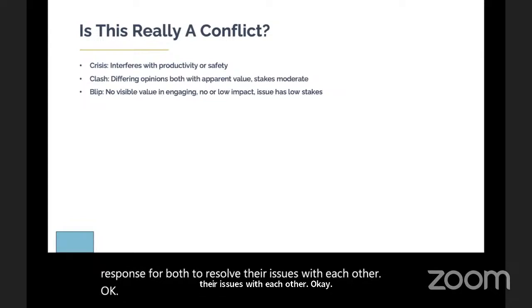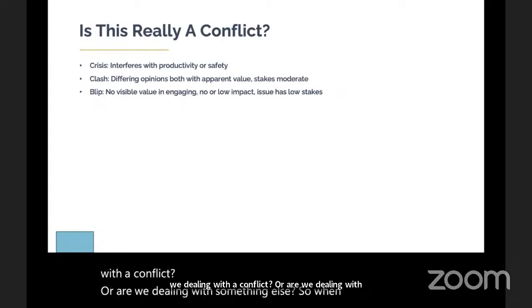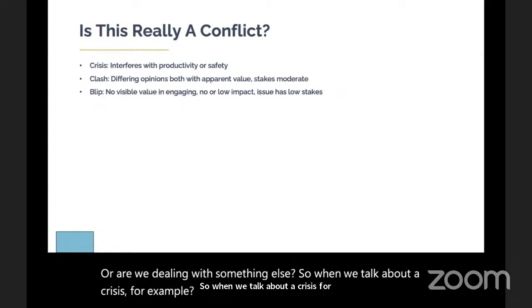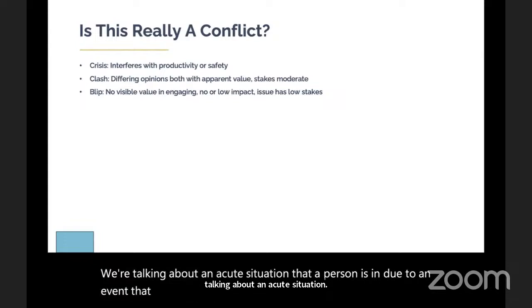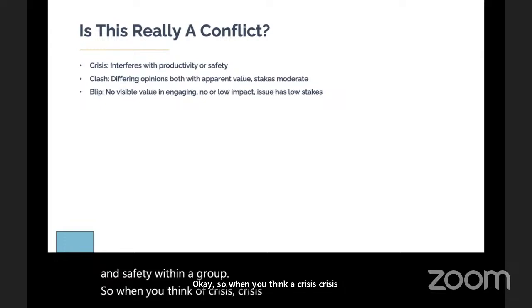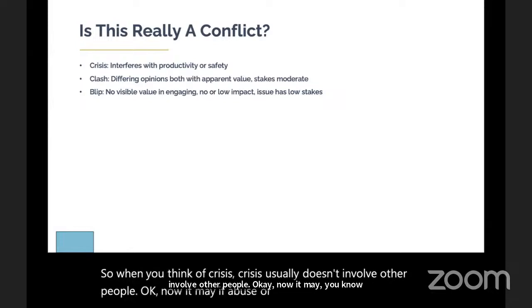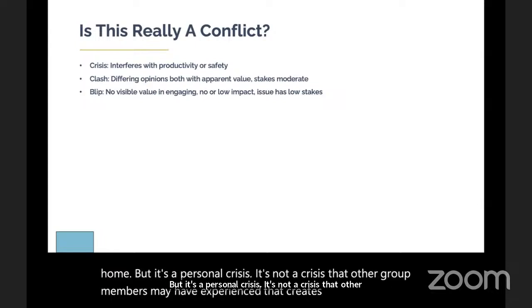And we also need to come to the understanding of whether we are dealing with a conflict or something else. When we talk about a crisis, for example, we're talking about an acute situation that a person is in due to an event that happened that interferes with things like productivity and safety within a group. Crisis usually doesn't involve other people. It may, if abuse or trauma is occurring in the home, but it's a personal crisis. It's not a crisis that other group members may have experienced that creates conflict between the group members.